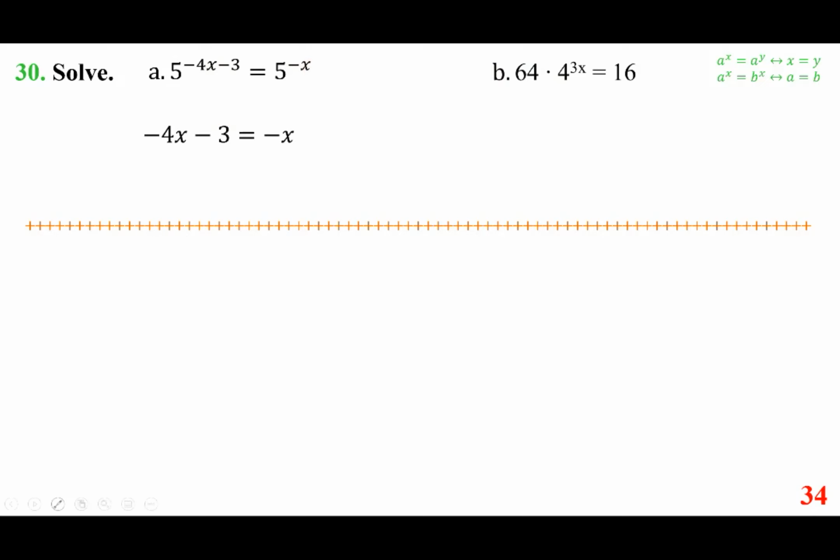And let's move things around. So if I move this to the right, I get 3x equals minus 3. If I divide by 3, I get negative 1.